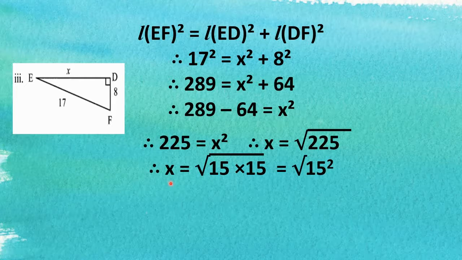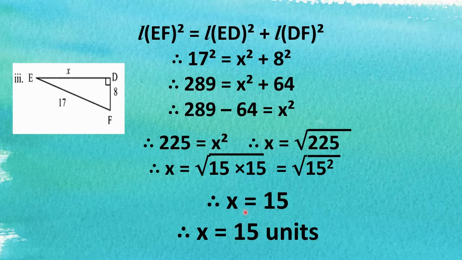So x is equal to square root of 15 multiplied by 15. So here we can write like this also, square root of 15 square. So we can easily cancel square and square root. So x is equal to 15. So x is equal to 15 units.